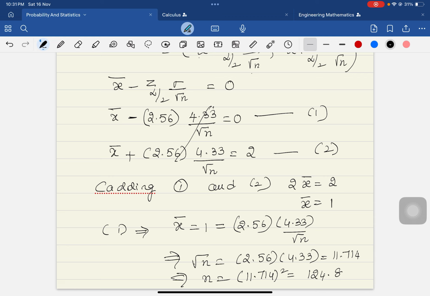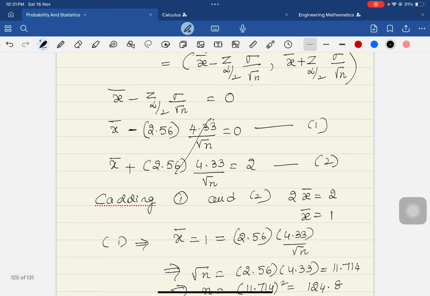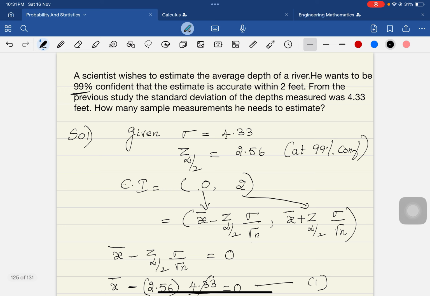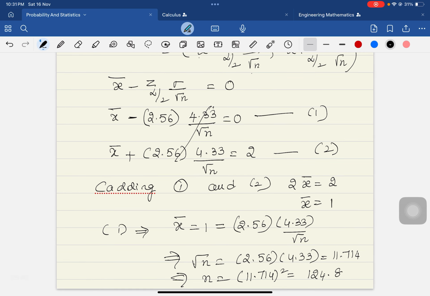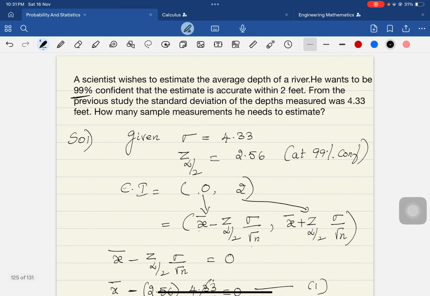That value is given by 124.8, but n cannot be 124.8, correct? The scientist wishes to estimate the average, so it is the number of sample measurements. So we can take it as 124 only. 124 sample measurements you can take. You cannot take the decimal point, right? Therefore, 124 sample measurements should be taken. I hope you could understand how to solve this type of problem.